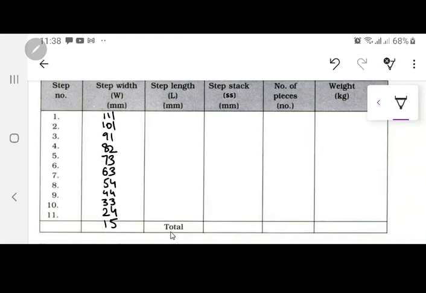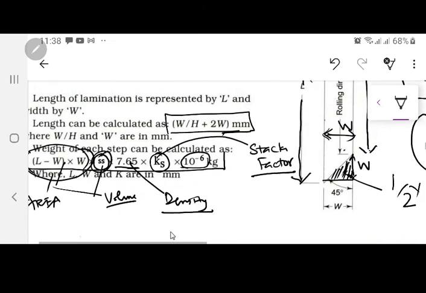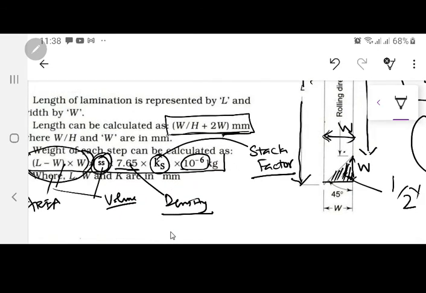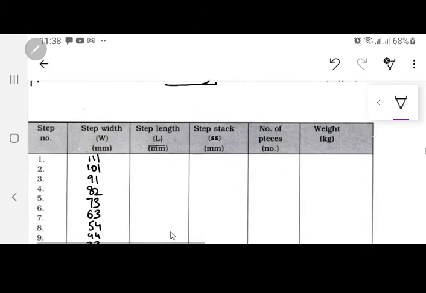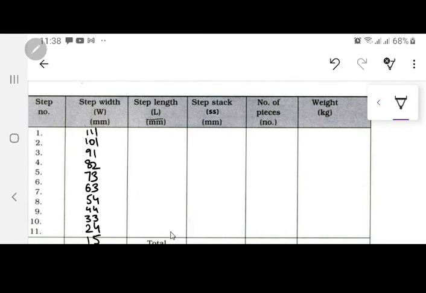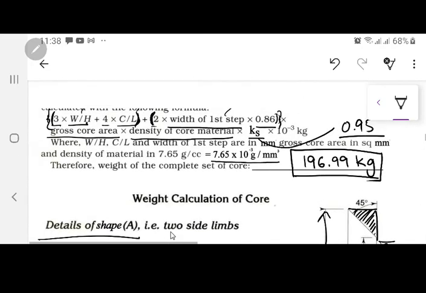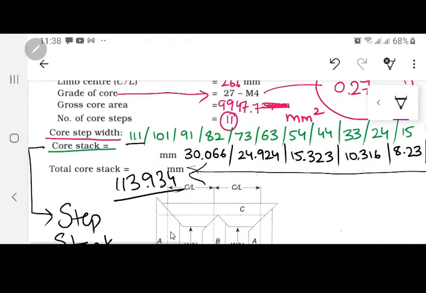Now you want to find out the length. I have already told you the formula. Length is equal to window height plus 2W. So you can populate this whole column right now. Now the next thing is step stack. You already know this value too, so you can fill in this value straight away from this data over here.